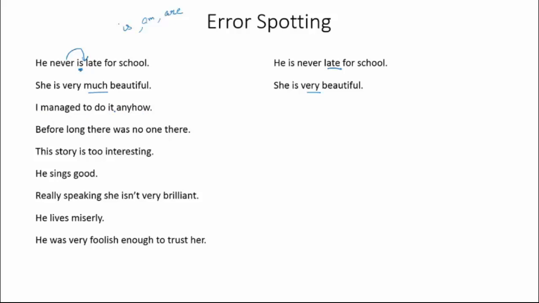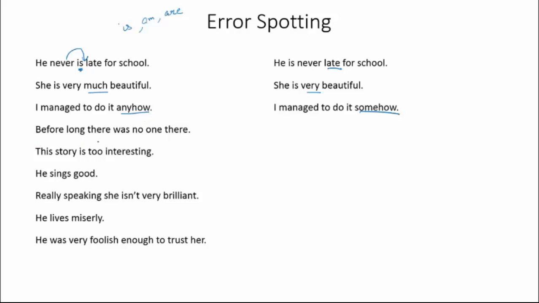I managed to do it anyhow. Now anyhow is a negative word. It means disorder, in disorder. You have anyhow can also mean for certain, like he may not win but anyhow I shall. So what we use here is somehow, not anyhow. It's a negative word in that case.